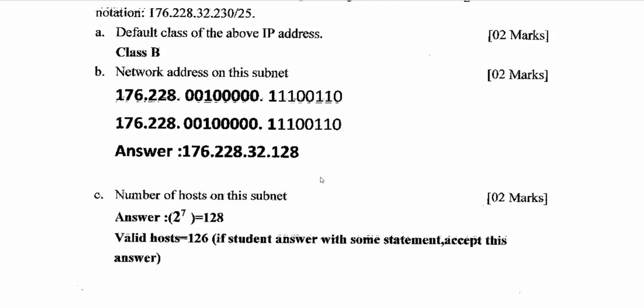Part C, number of hosts on this subnet. So for this subnet, when we consider 25 network bits, we have 7 more bits for the hosts. Therefore, we can have 2 to the power 7 hosts for this subnet. So valid hosts will be 128 minus 2, because 1 will be removed for broadcast address and another one will be removed for network address. Therefore, number of usable or valid hosts are 126 and total number of hosts are 128.